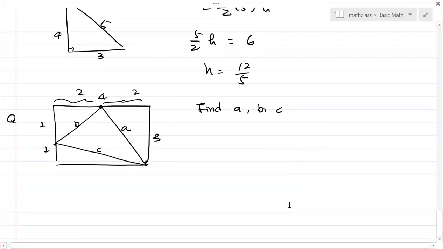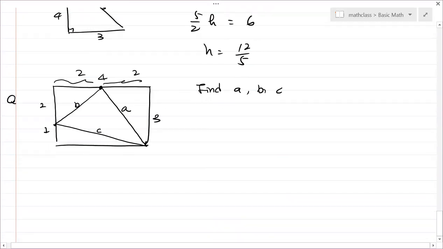It's right. It's good. You following? Huh? It's a right triangle. Okay. All right. So this is a rectangle, right? I want to find the 3 sides, 3 lengths, right? A and B and C.